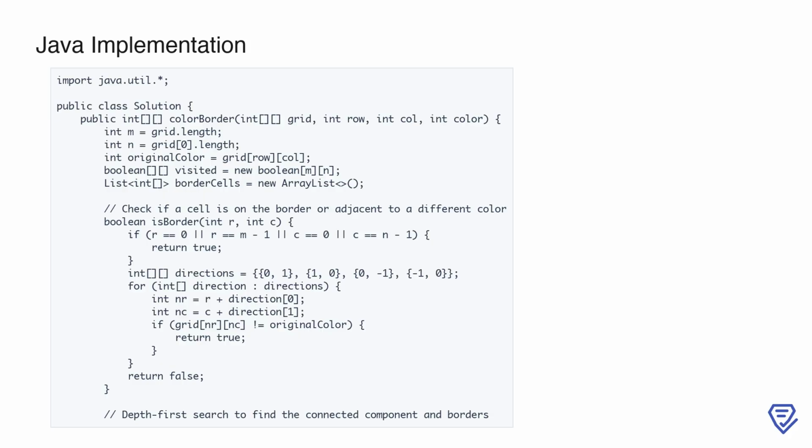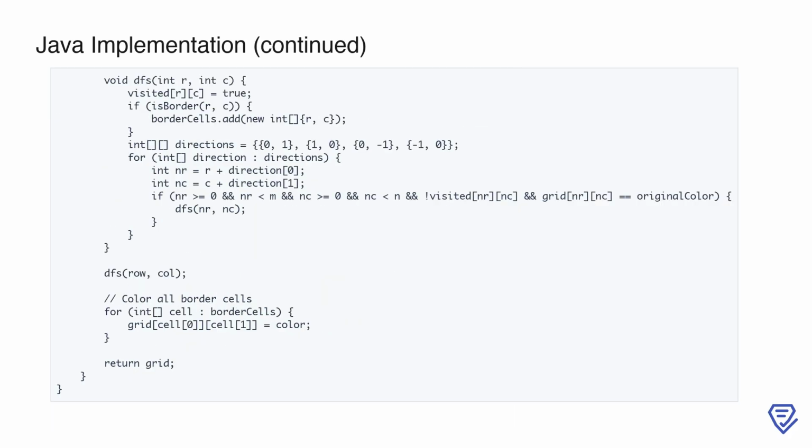Next, we define the isBorder helper method. This method checks if a given cell lies on the border of the grid or is adjacent to a cell with a different color. If the cell is on the edge of the grid, it's immediately marked as a border. Otherwise, we loop through each possible direction: right, down, left, and up, and check the color of the neighboring cells. If any neighbor has a different color than the original, the cell is part of the border. This helper function ensures that we can accurately identify border cells as we traverse the grid.